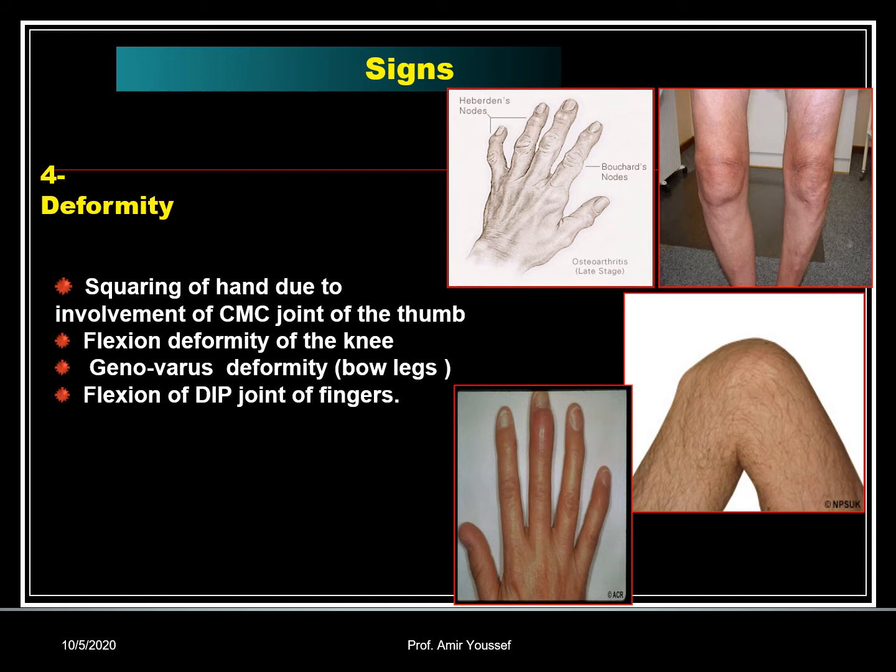Deformity. Squaring of hand due to involvement of carpometacarpal joint of the thumb. Flexion deformity of the knee. Genu varus deformity or bow legs. Flexion of DIP joint of fingers.